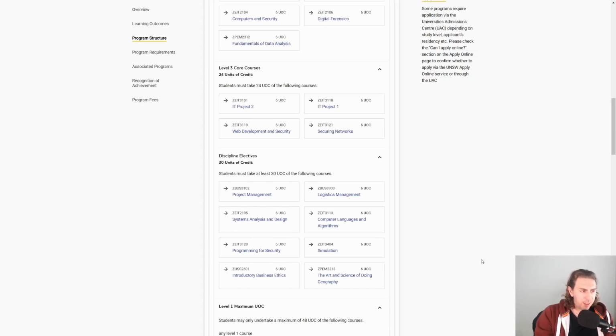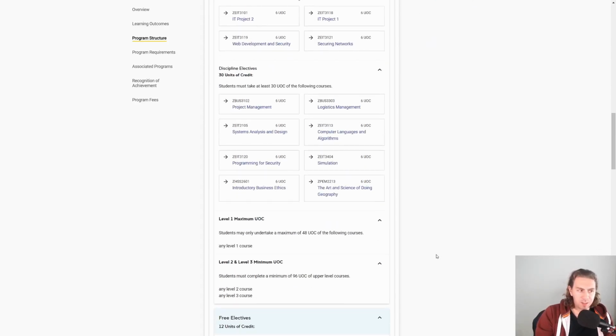Securing networks, again, great to have. Project and logistics management, as well as introduction to business ethics, would be great for a perspective on how the industry works and picking up knowledge and experience there. Systems analysis and design would be great for learning the STLC. Computer languages and algorithms, I'm not sure why that's a third year subject. The algorithms, sure, but the computer languages you should know by now.